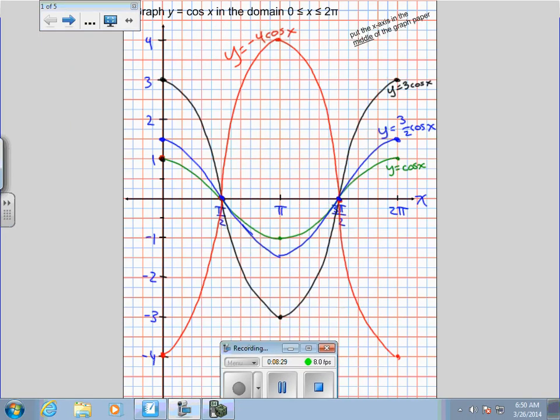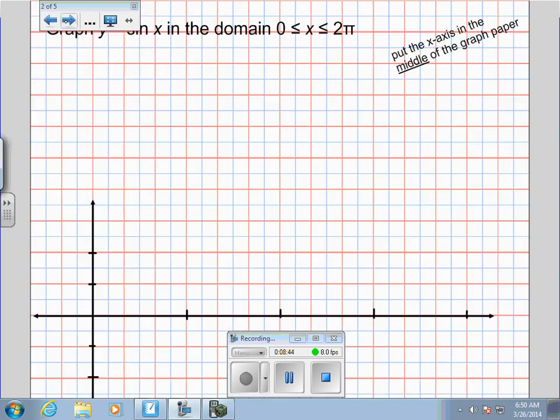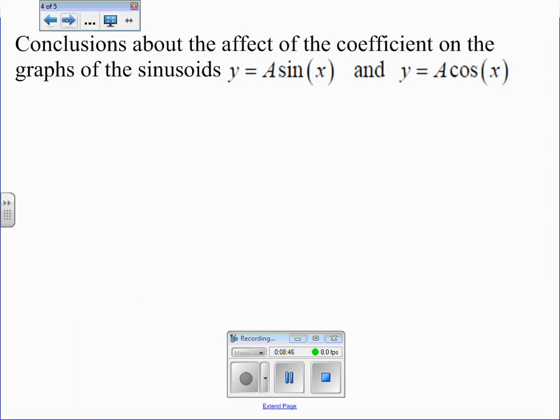Okay, so at this point I'd like to sort of step back and look at what we've done and write down some conclusions about putting a coefficient in front of the cosine function, whether it's positive or negative, whether it's a fraction or not. Okay. So if you have any space at the bottom, or if you want to use your summary notes, let's write some conclusions about having a coefficient of a in front of the trig function.